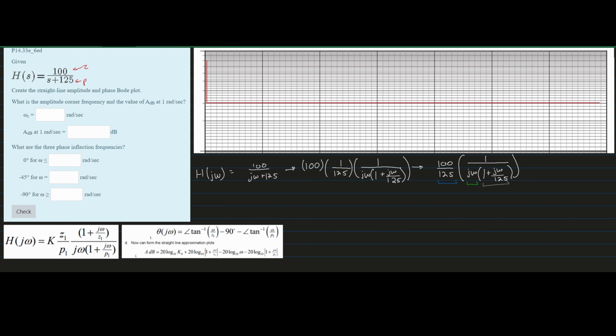So to start graphing this, we're going to look at our constant out front, the K, 100 over 125. If we look in the notes, again linked below, it's super important because we have these factor to phase already in there. So the phase of our K right here is just going to be 0 degrees. So I'm going to make a 0 degree line along here, and it's going to go all the way along here.